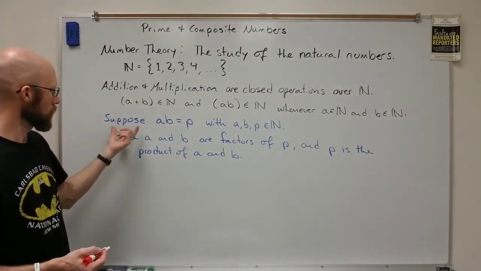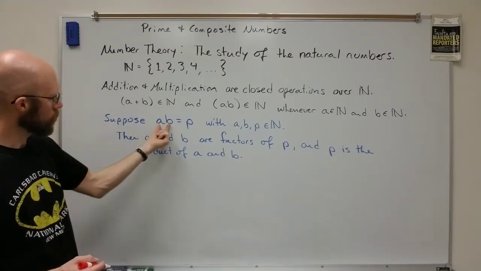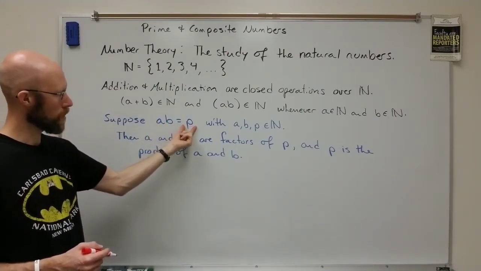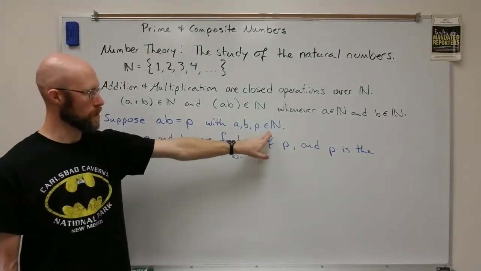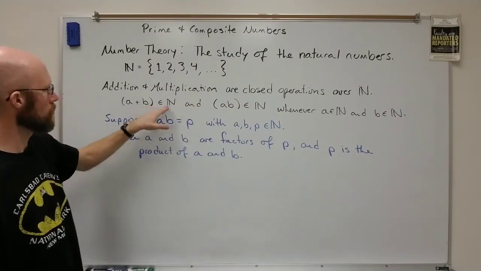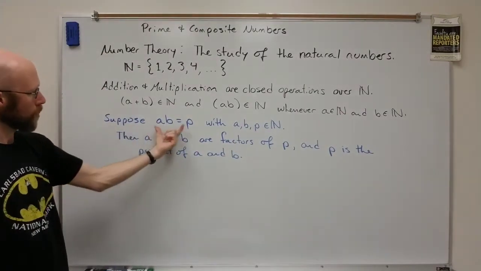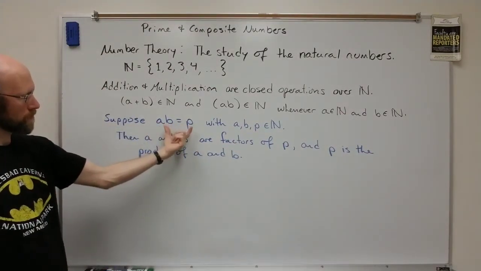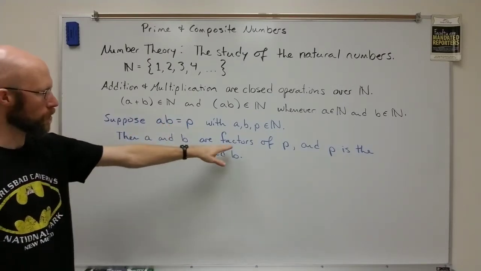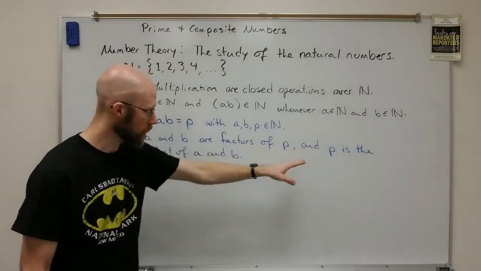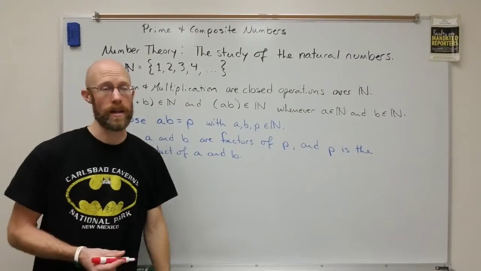Anyway, let's just focus on the multiplication side of things. If I have two natural numbers multiplied together, they give you another natural number. A, B, and P are all in the natural numbers. Remember this symbol, which I've got listed up here a couple times, means element of. So we suppose that this product exists. Then A and B, the two numbers multiplied here, are what we call factors of P, and P is the product of A and B. Those are just some general definitions. You probably already know that.